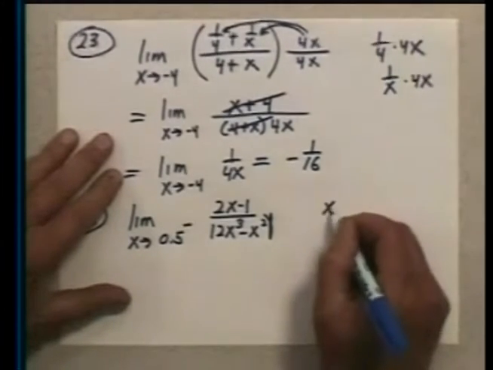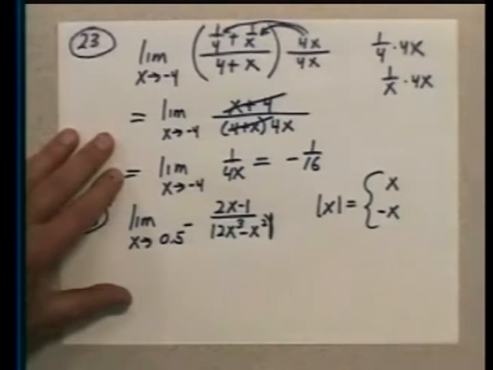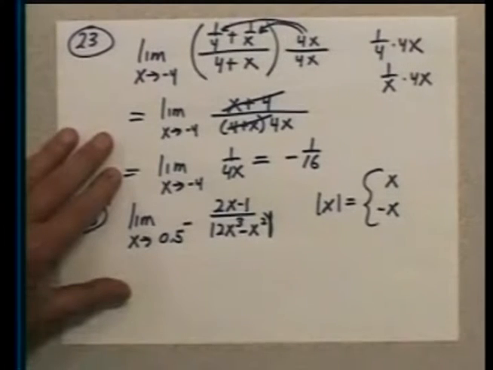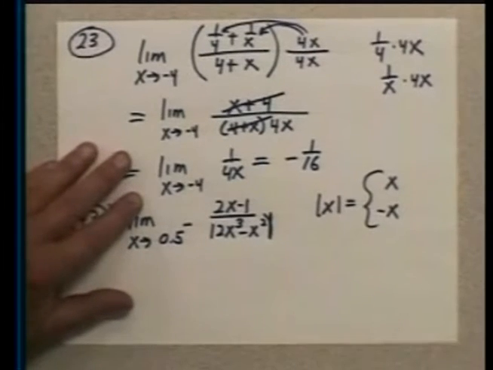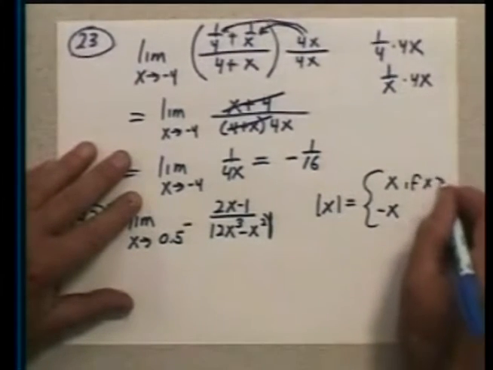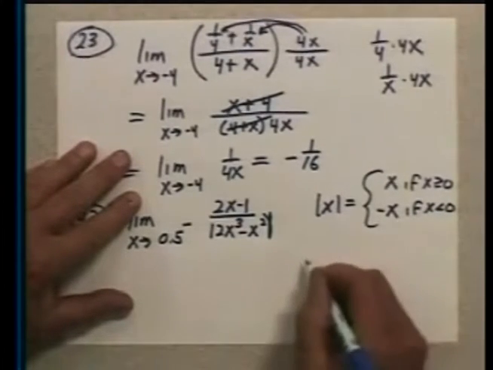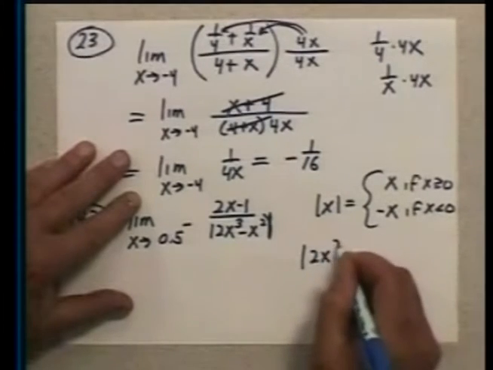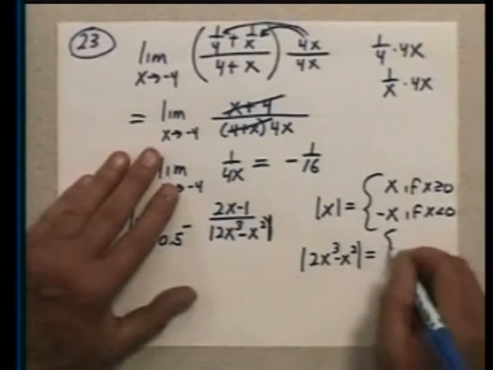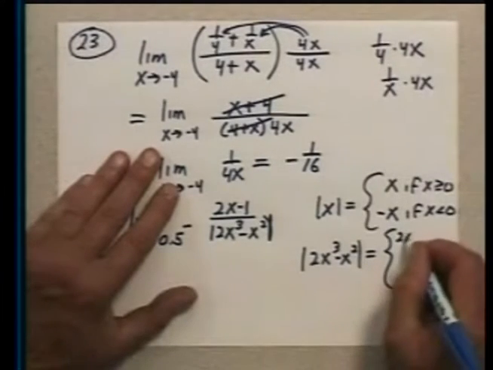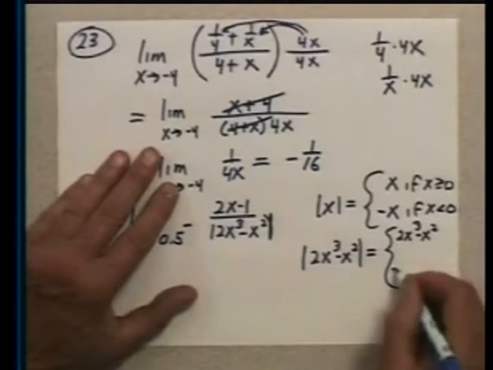Do you remember that absolute value of x is sometimes x and sometimes opposite x? Do you remember ever seeing that? When did you last see it? Last Thursday. Yeah, it's this one if x is greater than or equal to 0, and it's this one if x is less than 0, right? Okay, I've got to deal with the absolute value of 2x cubed minus x squared, right? Well, sometimes it's just going to be what's inside, 2x cubed minus x squared, right? And the rest of the time it's going to be the opposite of that.